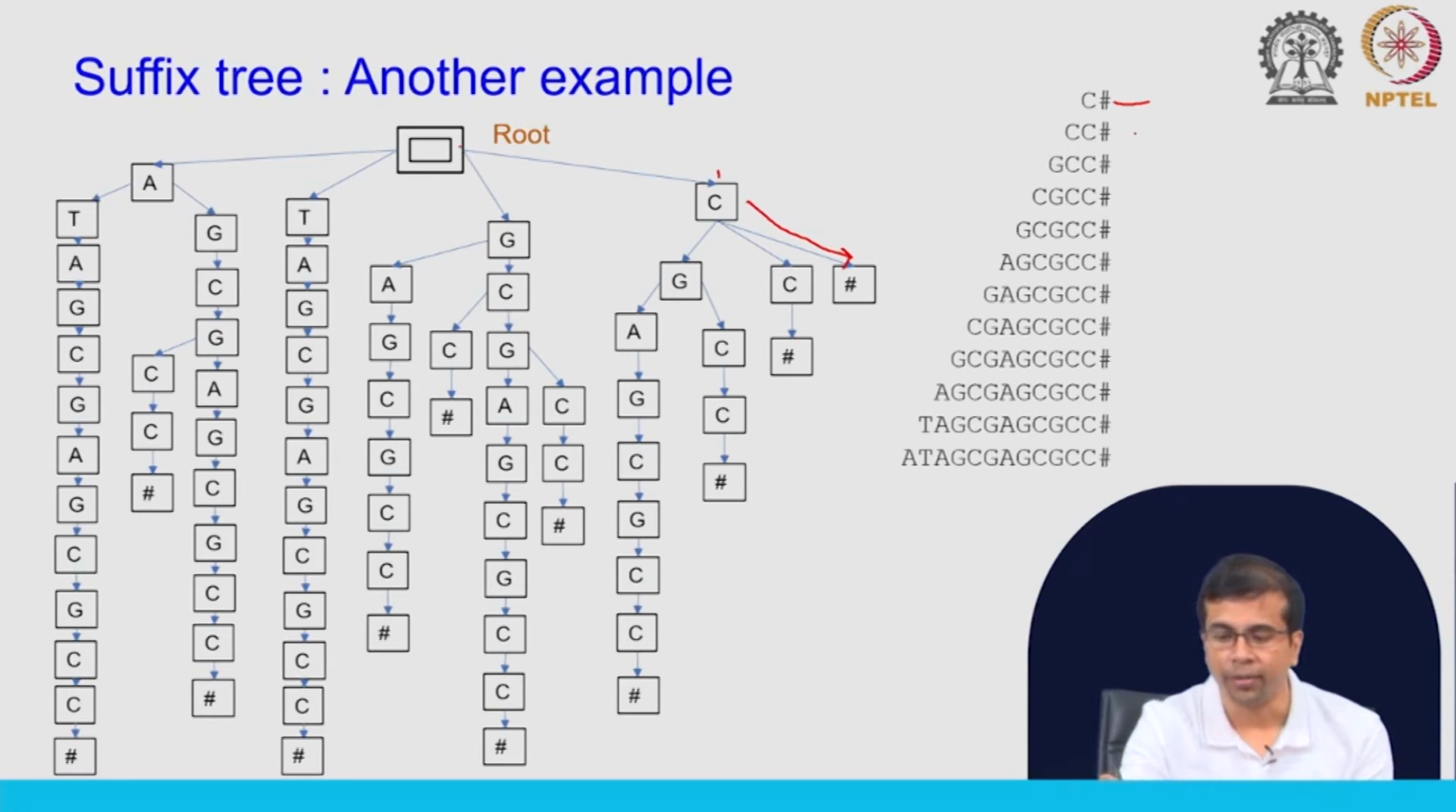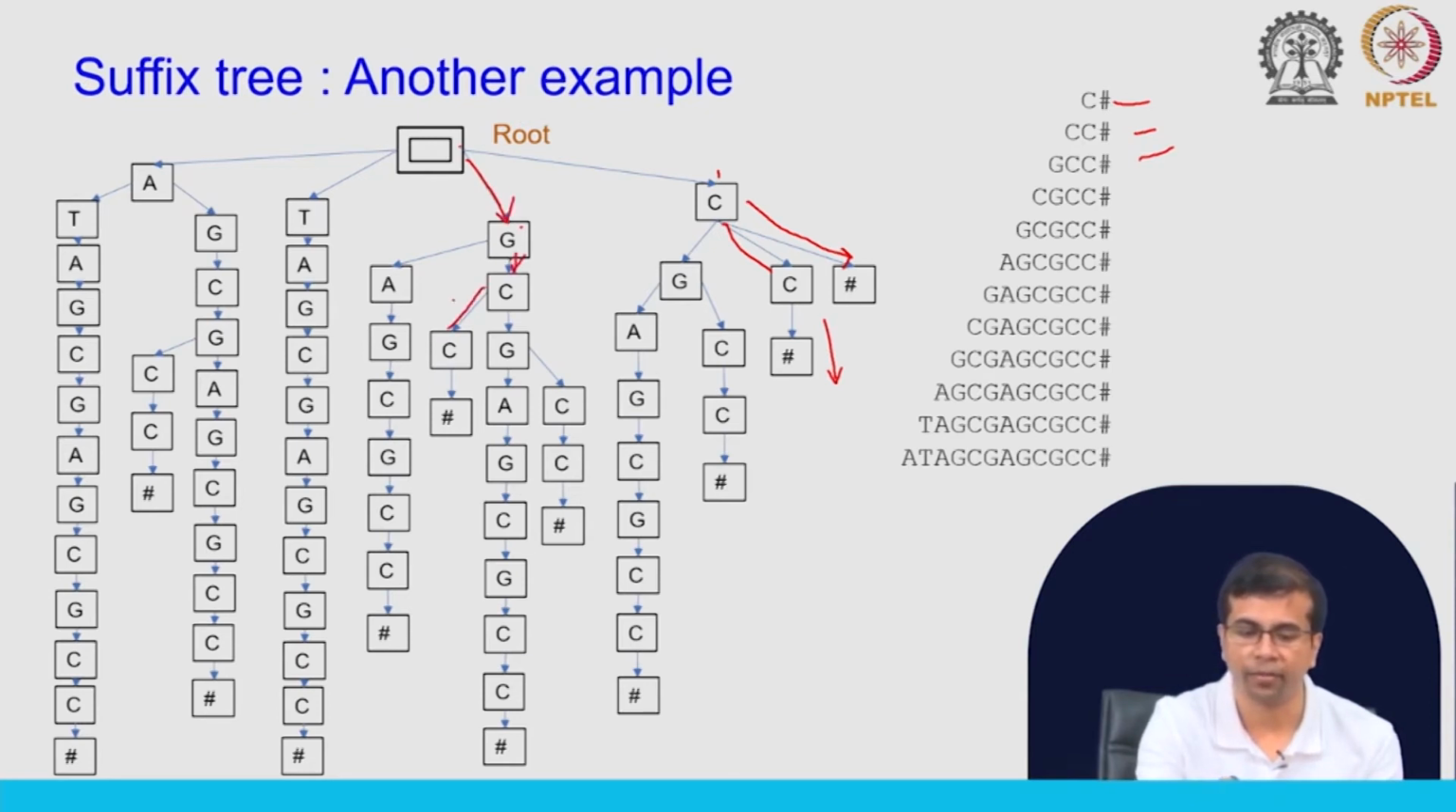We take the next one, root to C. This path already exists, and from there we take this C and hash. So, we have reached the leaf, and this suffix is now also represented. The next we have is GCC. So, what we have is root to G, then to C, and then from C here and then hash. This path represents this suffix.